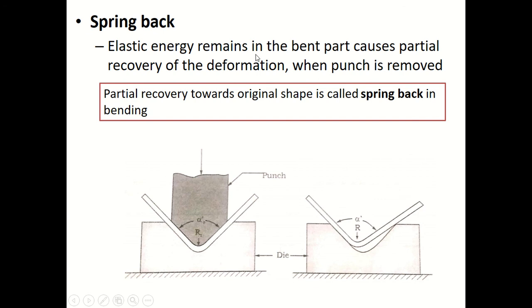That is, the elastic energy remains. So upon removal of loading, the elastic energy remains in the bent part and causes partial recovery of the deformation. Not all, maybe the part which is bent slightly regains back, not to the original position, but slightly regains back. So the elastic energy remains in the bent part, causing partial recovery of the deformation when the punch is removed. So this partial recovery towards original shape is called the spring back in bending.